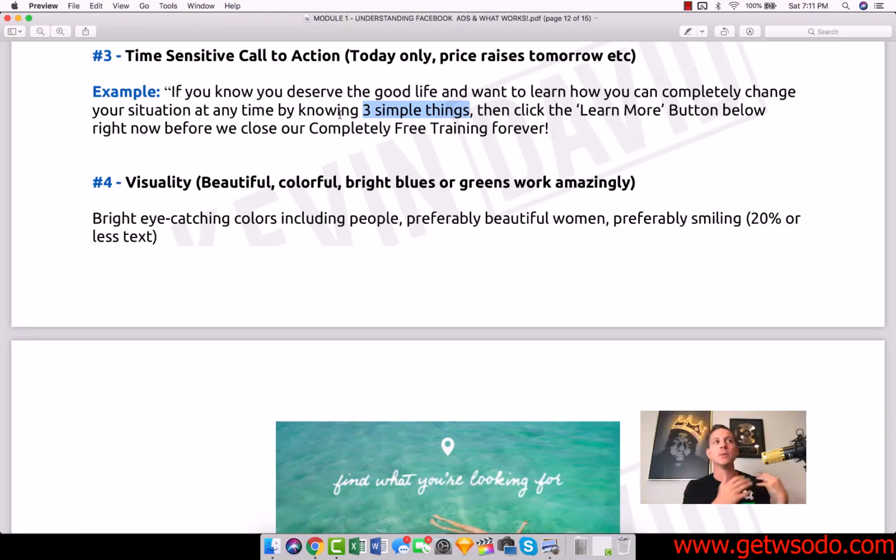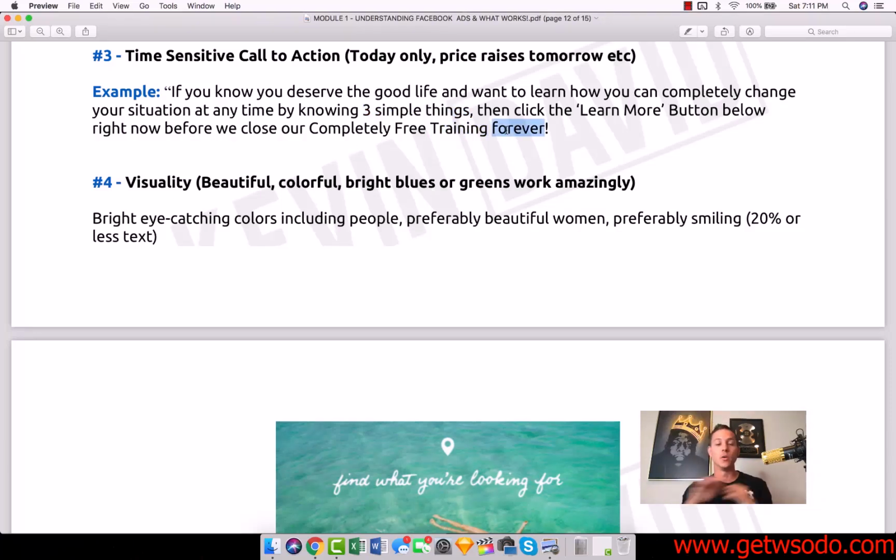And it's not just me. It's because people are similar and people are naturally curious. It's what's driven us to create amazing things with science. It's what's driven us across the ocean, even when modern day ships didn't exist. Human curiosity is intrinsic, it is instinctual, and it's the most powerful driving force in marketing. And so, click the learn more button below right now before we close our completely free training forever, right?